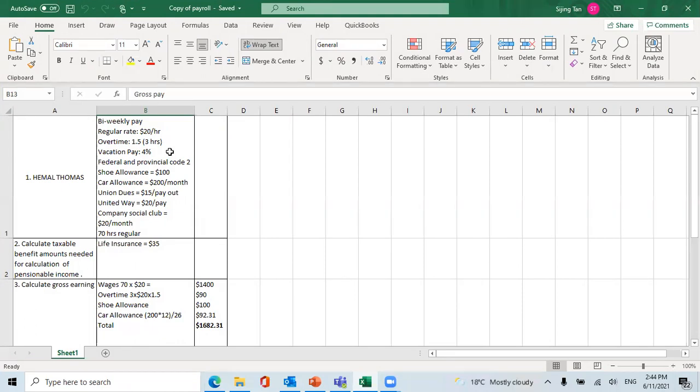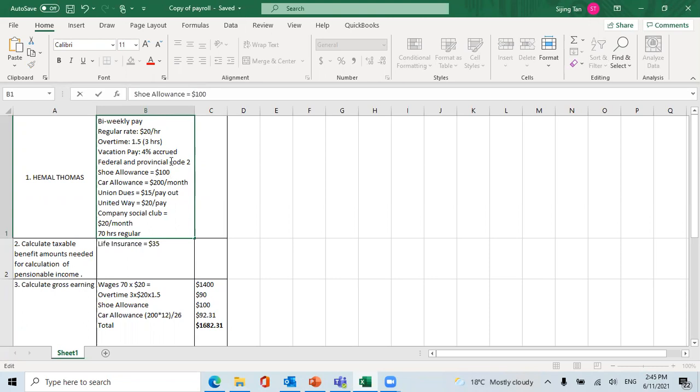The first one is to gather all the information you can. So for this employee, he gets biweekly pay, which is 26 pay periods per year, regular rate $20 per hour, overtime 1.5 for 3 hours, vacation pay is 4%, which is accrued. Accrued means it's not going to be paid off per each pay. So you do not need to calculate the 4% in your gross earning.